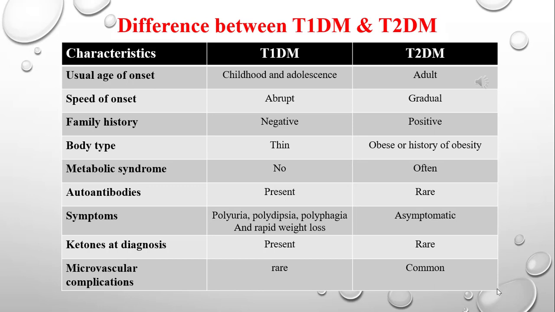In type 1, antibodies are present, but in type 2, antibodies are present only in rare cases. In type 1, polyuria, polydipsia, polyphagia and rapid weight loss occur, but type 2 is often asymptomatic. In type 1, ketones are present at the diagnosis. In type 2, ketones are rare. In type 1, microvascular complications are rare, but in type 2, microvascular complications are common.